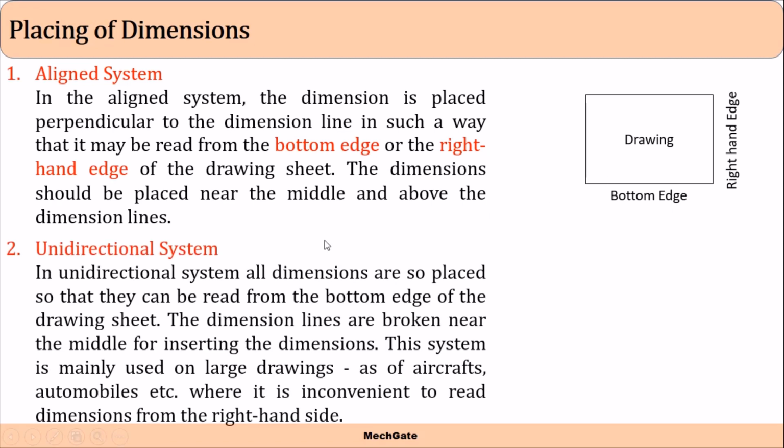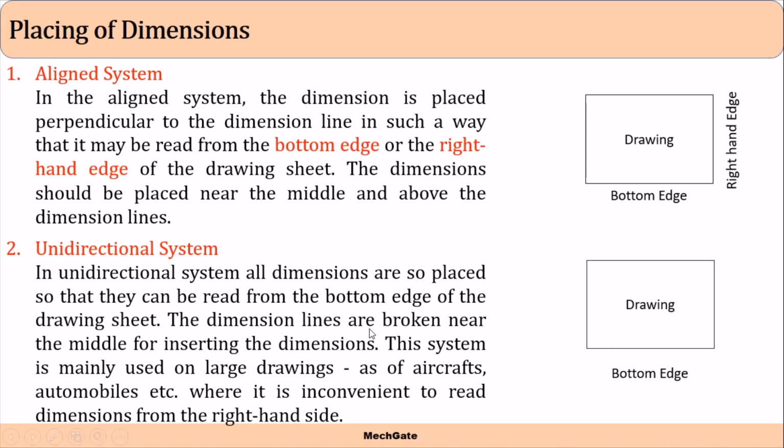Similarly, the second system of dimensioning is called the unidirectional system of dimensioning. In the unidirectional system, all the dimensions are placed so that they can be read from the bottom edge of the drawing sheet only. Whatever dimension we put should be read from the bottom edge of the drawing only. So all the dimensions in the unidirectional system are placed horizontally, whether it is a horizontal dimension or a vertical dimension.